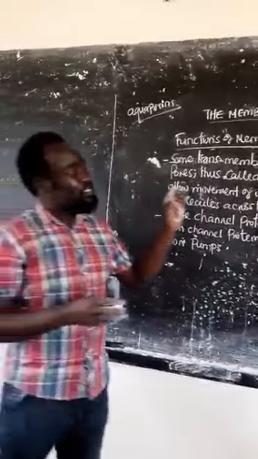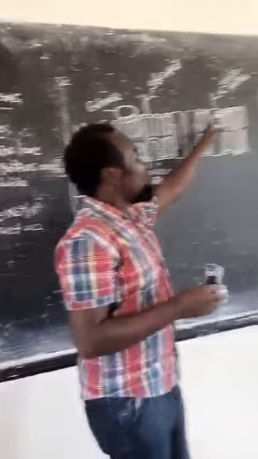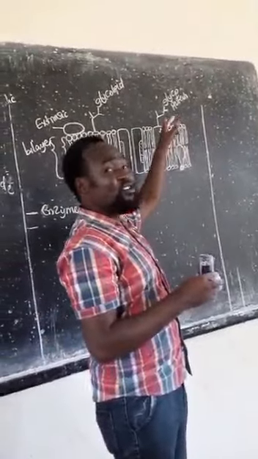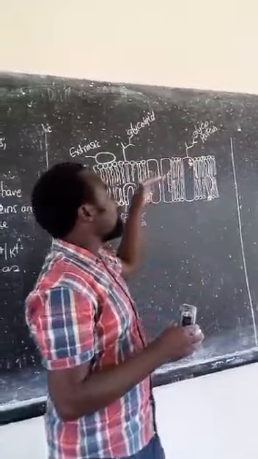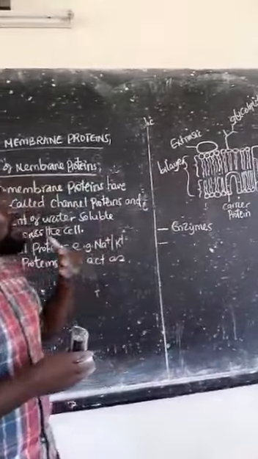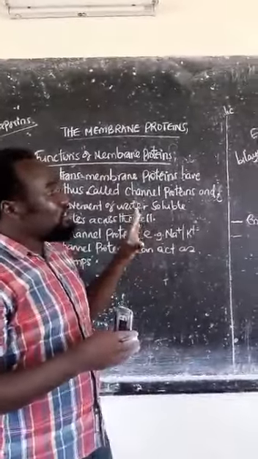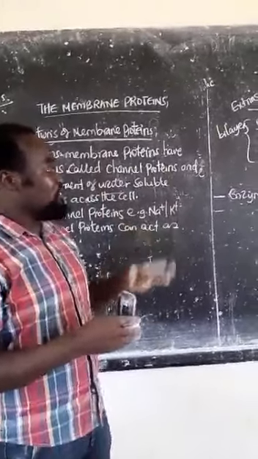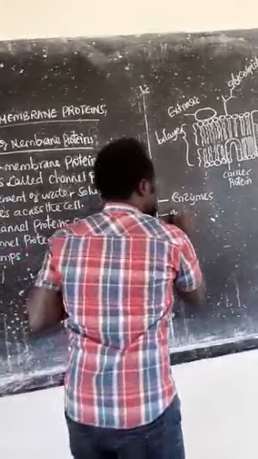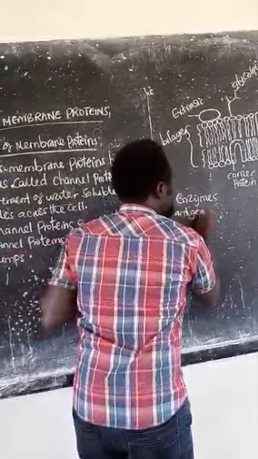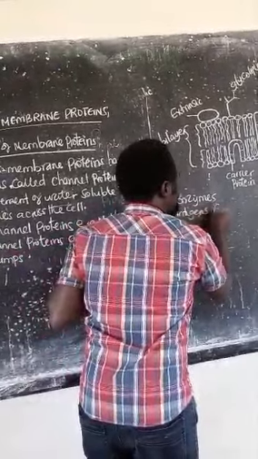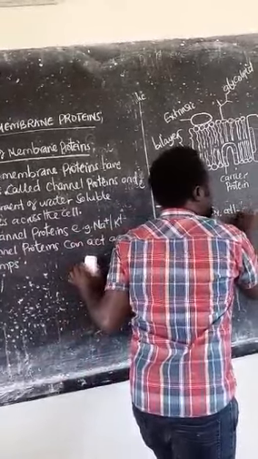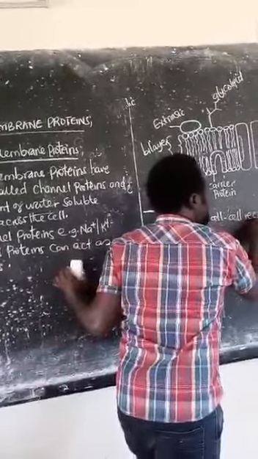Some proteins, like this one, with a branching carbohydrate chain called the glycoprotein, can be used as an antigen for cell-to-cell recognition. So therefore, proteins can be antigens for cell-to-cell recognition.